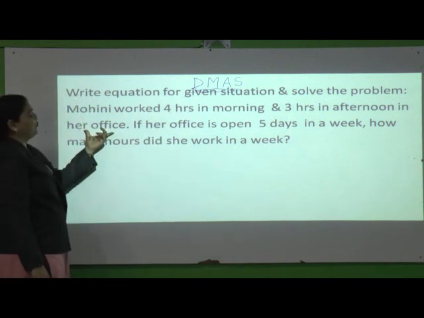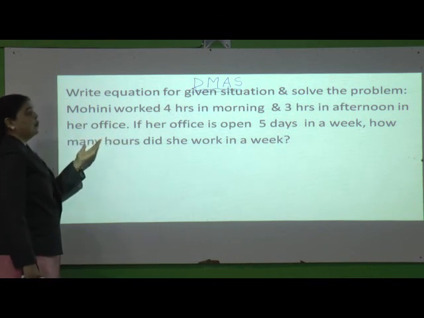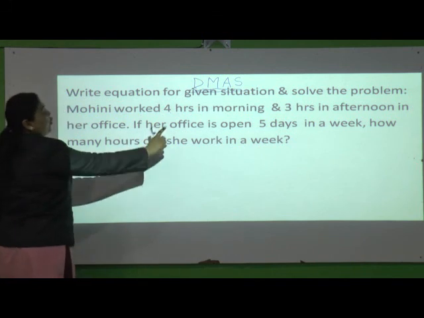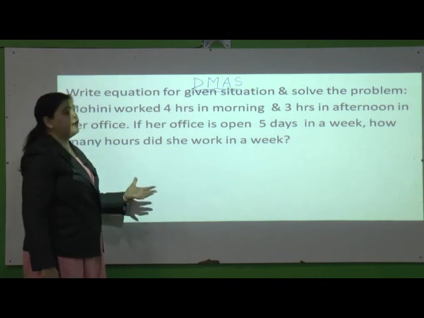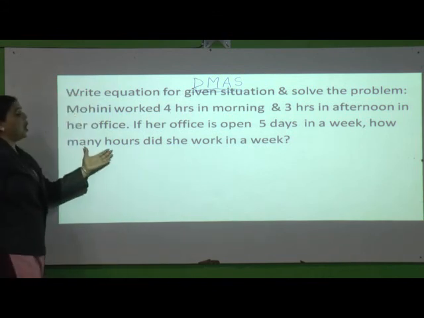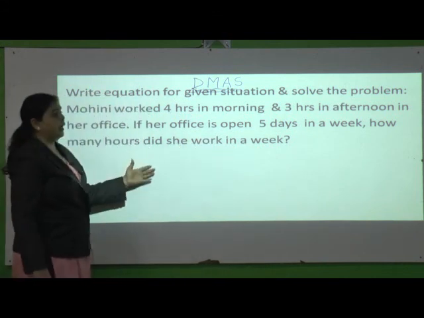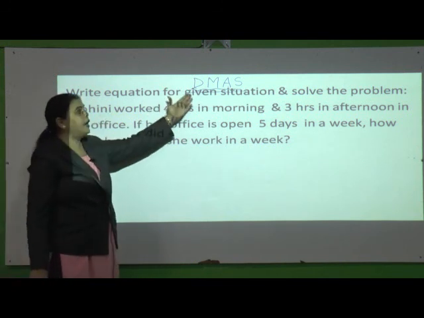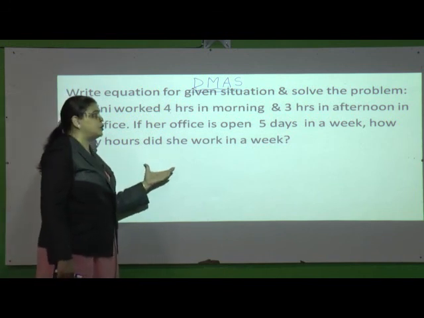In her office, 3 hours in the afternoon and 4 hours in the morning. If her office is open 5 days in a week, how many hours did she work in a week? What to do then? We learned the different types of operations with the help of DMAS, so we have to find the statement for this situation.